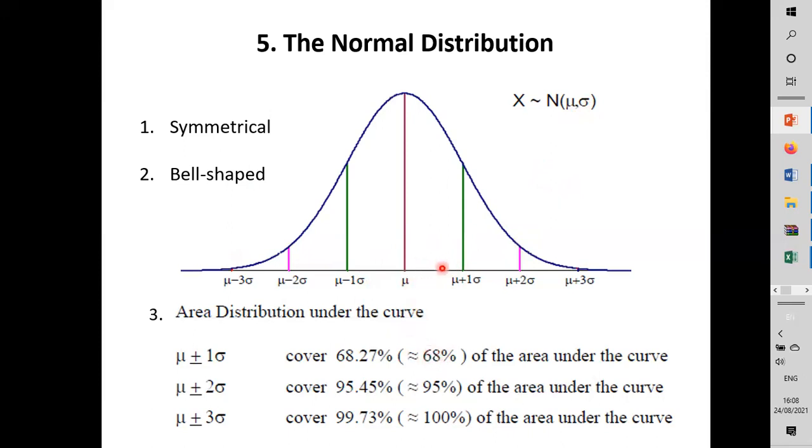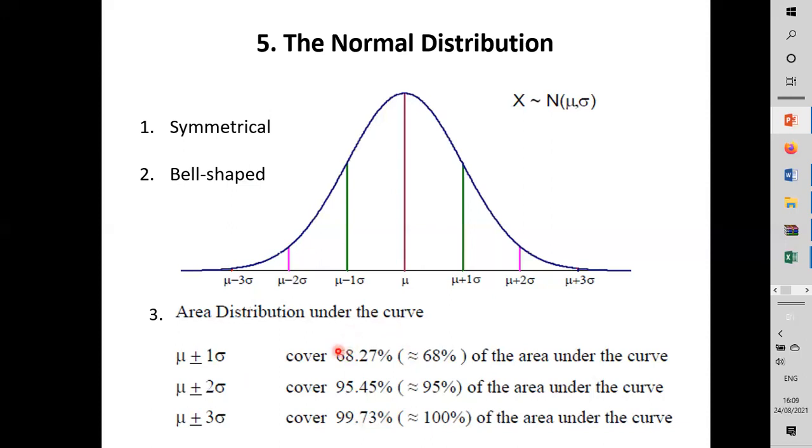Now we move 2 standard deviations to the right, 2 standard deviations to the left. The purple lines, this must contain roughly 95%. And the last one, 3 standard deviations, almost 100%. So a distribution that fulfills the 3 conditions, only then can we say it is normal. It can be symmetrical but not bell-shaped, then it's out. It is symmetrical, bell-shaped, but does not follow the distribution, again it's out.